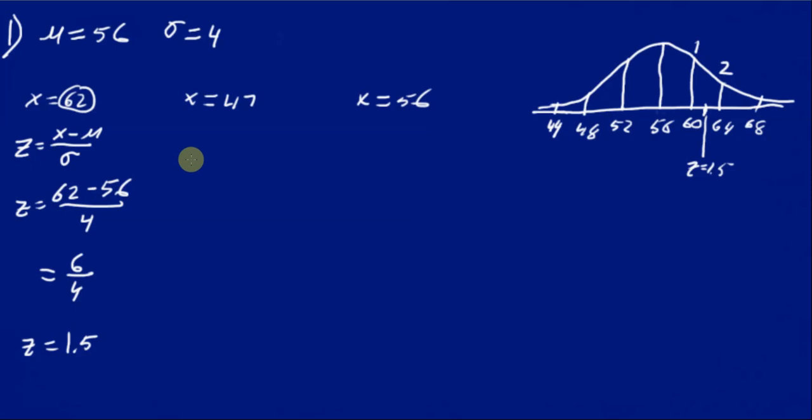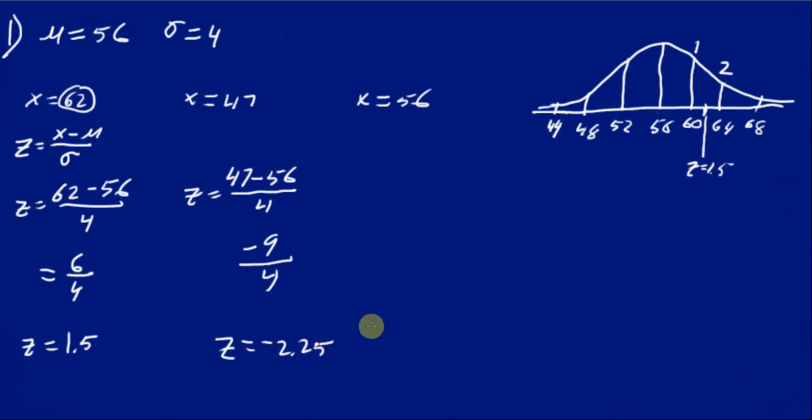So now we're going to do the same exact thing. z is equal to a raw score of 47 minus 56, divided by my standard deviation of 4. Well, 47 minus 56 is negative 9, divided by 4. And that gives me a z of negative 2.25. Well, where would negative 2.25 be? Here's a z-score of negative 1, negative 2, and then negative 1/4 of the way between negative 2 and negative 3. Well, that makes absolute perfect sense that 47 would correspond to a z-score of negative 2.25.